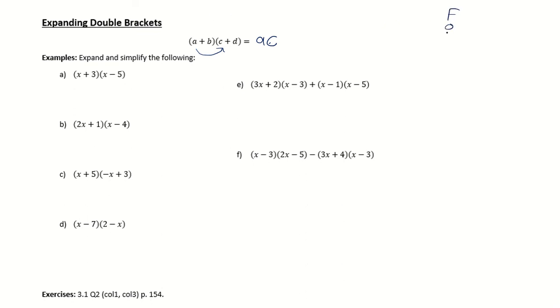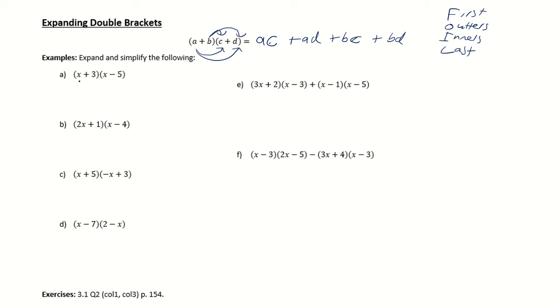Now, FOIL stands for first, outers, inners, last. So first, the first ones, and then outers would be A times D. And then inners would be B times C. And then last would be B times D. Now, you don't have to write out the arrows. I'll do it for a couple of them and I won't for some of them.